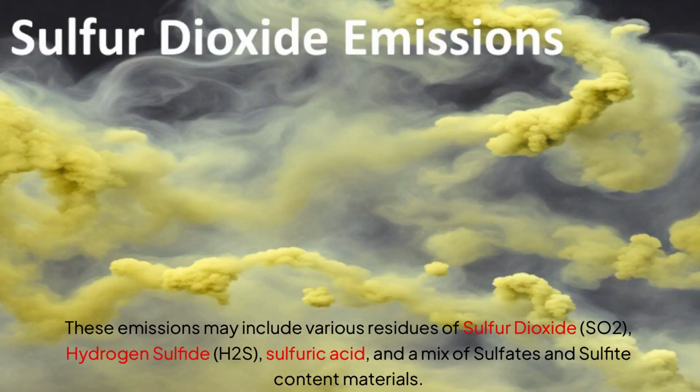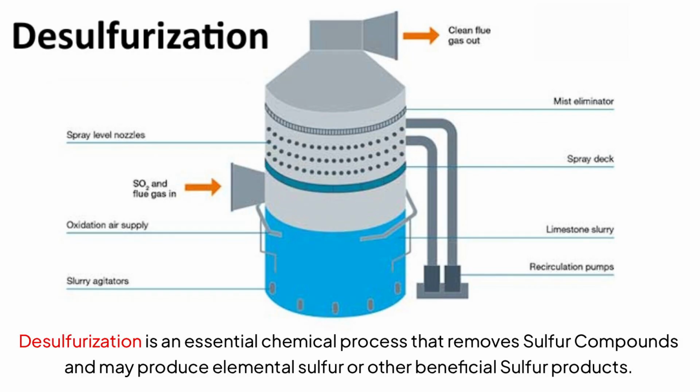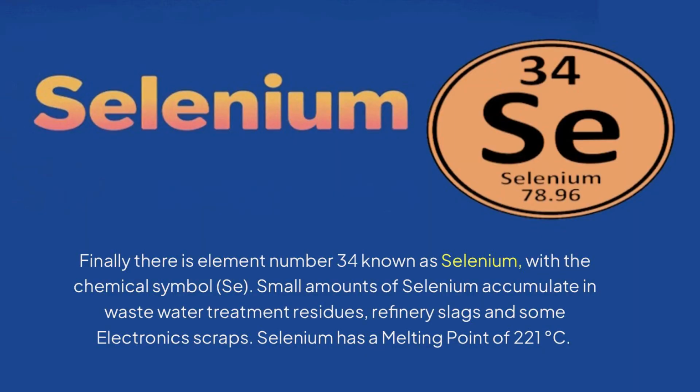These emissions may include various residues of sulfur dioxide, SO2, hydrogen sulfide, H2S, sulfuric acid, and a mix of sulfates and sulfite content materials. Desulfurization is an essential chemical process that removes sulfur compounds and may produce elemental sulfur or other beneficial sulfur products. Finally, there is element number 34 known as selenium, with the chemical symbol, Se.